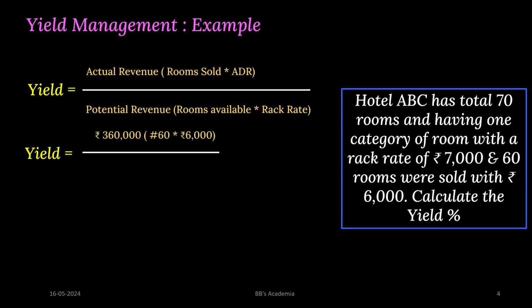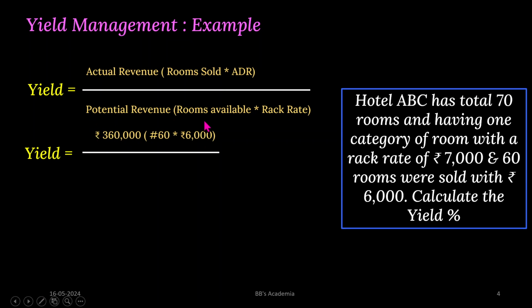In this case, if you calculate actual revenue, rooms sold, we have mentioned the 60 rooms sold. What is the price? 6,000 rupees. That is the rate you calculated, and this is the figure in front of you.